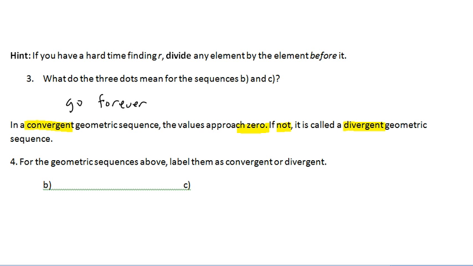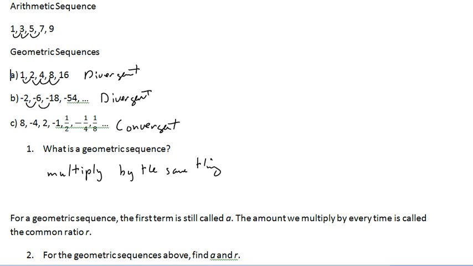Okay, oh, sorry. I guess we shouldn't have called this first one divergent because it doesn't go any further past 16. But yeah, so B is divergent, C is convergent.